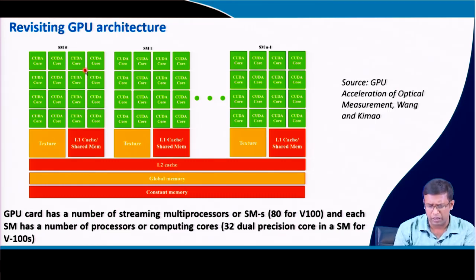So, in the V100 we can see that 32 double precision cores are in a streaming multiprocessor. So, the total number of cores available is 32 times 80, since each streaming multiprocessor has 32 cores. We are talking about double precision cores because for most scientific and engineering purposes, double precision cores are the important ones.